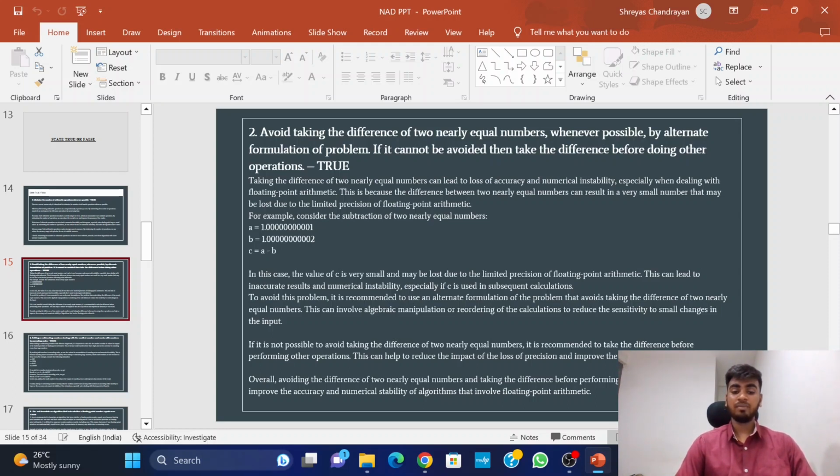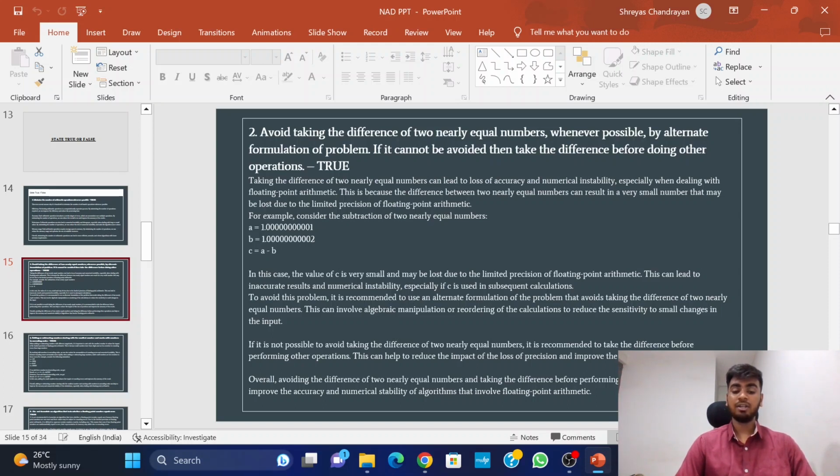To avoid this problem, it is recommended to use an alternative formulation of the problem that avoids taking the difference of two nearly equal numbers. This can involve algebraic manipulation or reordering of calculations to reduce the sensitivity to small changes in the output. If it is not possible to avoid taking the difference of two nearly equal numbers, it is recommended to take the difference before performing other operations. This can help to reduce the impact of loss of precision and improve the accuracy of the result.